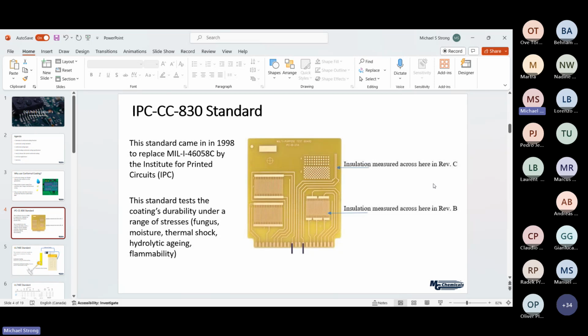We do, however, have some coatings that were certified to revision B. And one of the differences is illustrated in this coupon here, which is a standard coupon they use to validate your dielectric insulation resistance. And so with revision C, they've simply expanded the trace capacity. So it is, in fact, a slightly easier standard now to comply to versus the B revision.